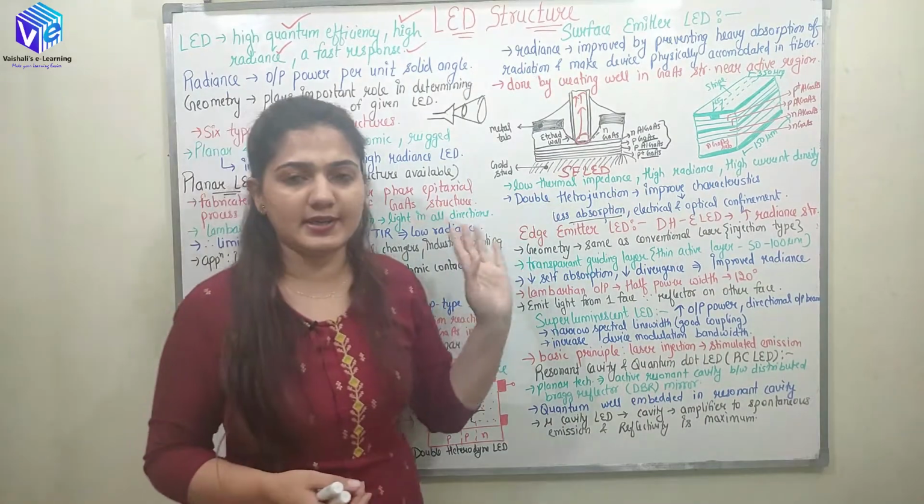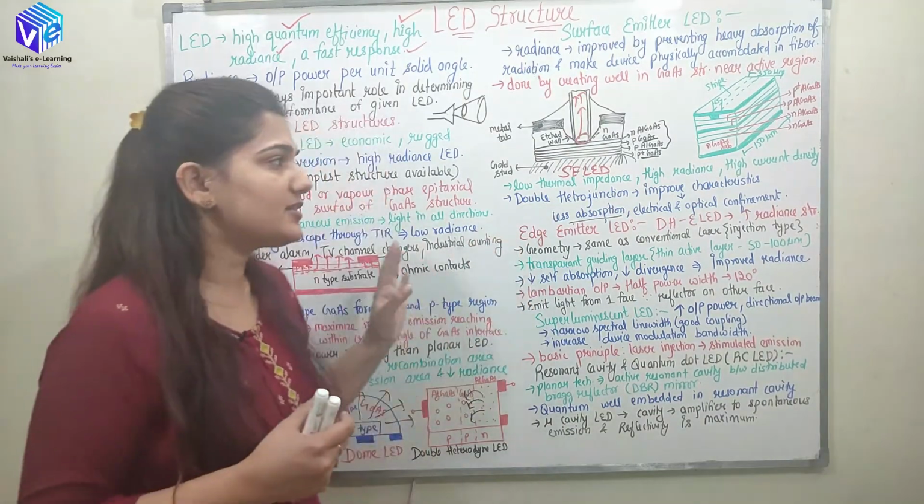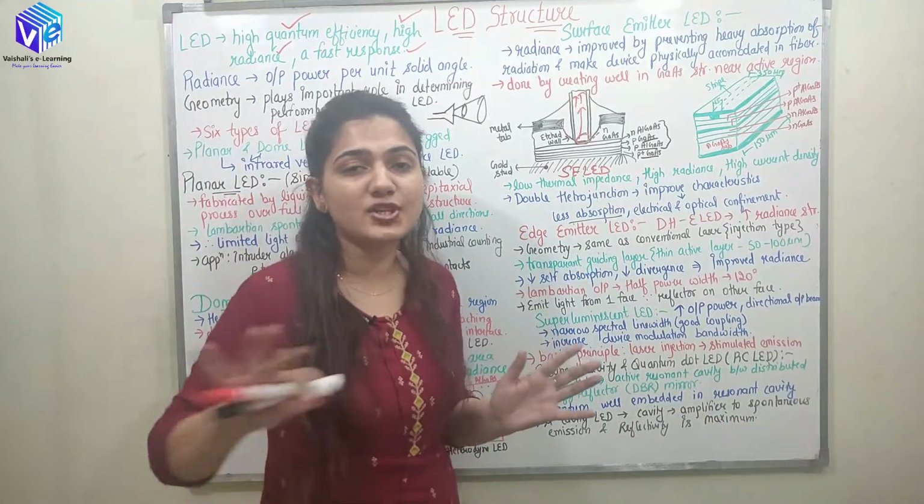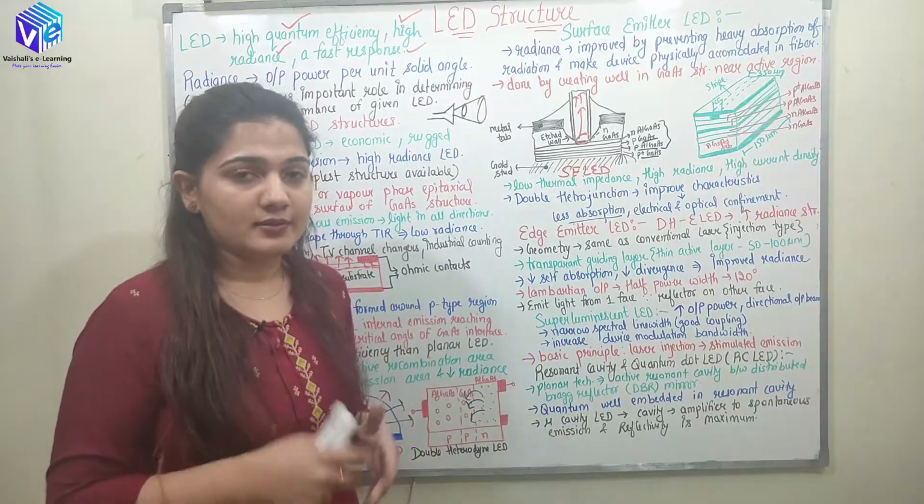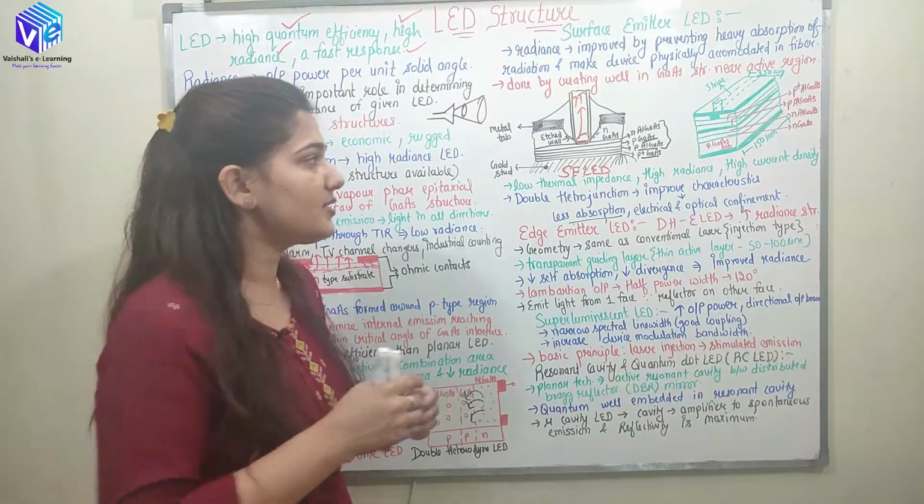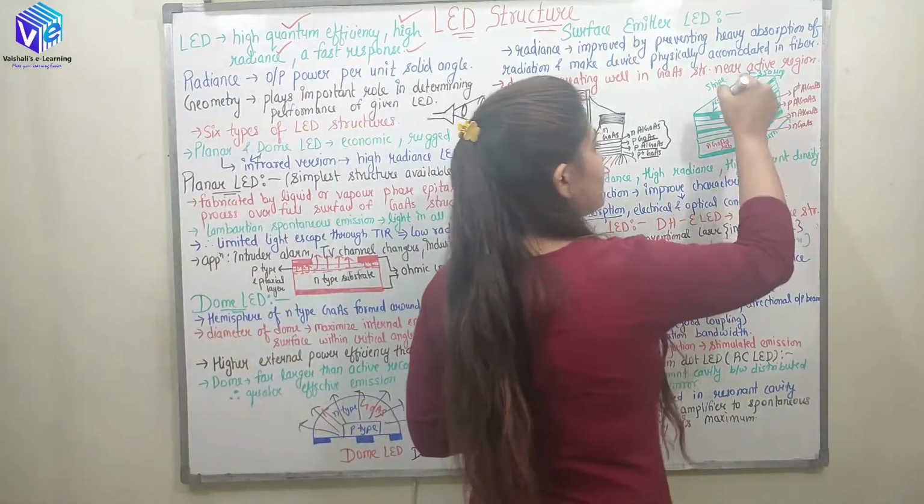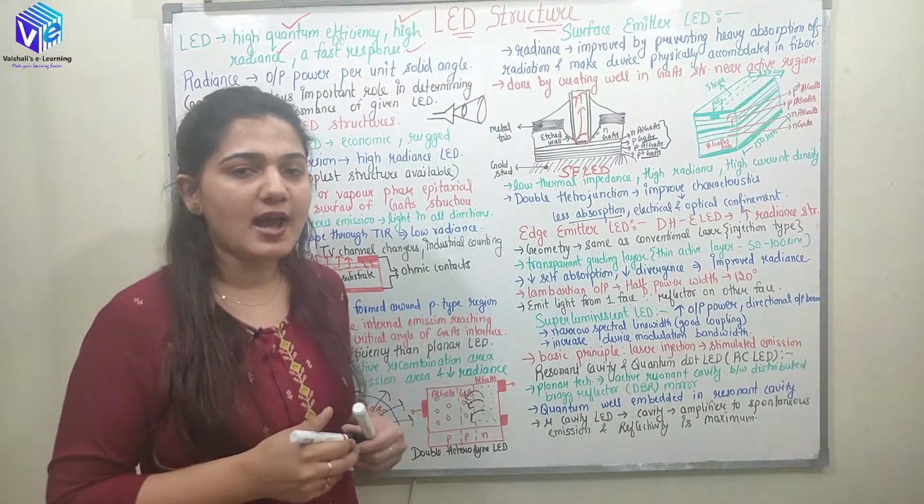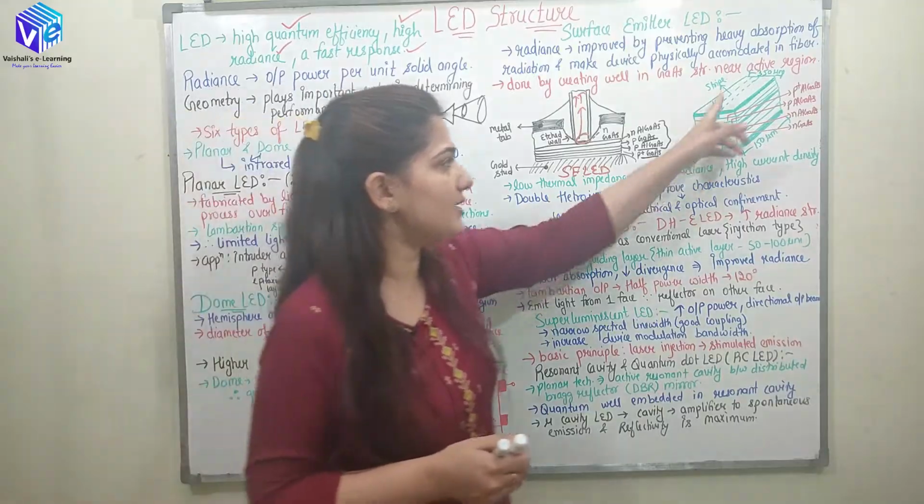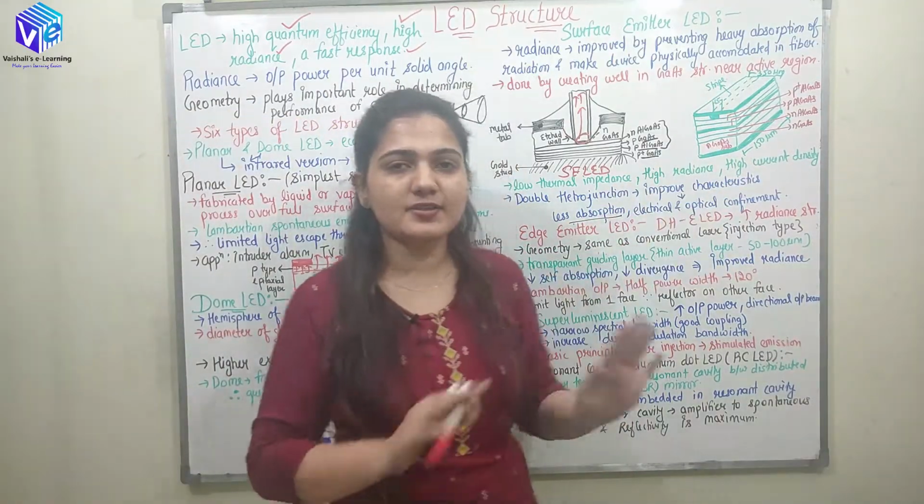Now the edge emitter LED. As the name suggests, here we are having the emission from the edge only. Which edge? The LED will be having two edges, even these side edges would also be there. Upside and downside surfaces would be there. I am calling them surfaces, so obviously upside and downside are ruled out.